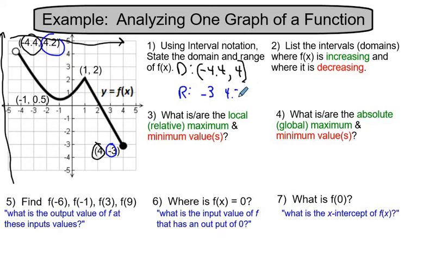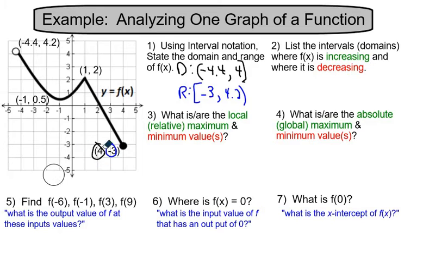And again, same idea here. The -3 is a solid dot, so it gets a bracket, where the 4.2 is an open circle, so it will get a parenthesis. Make sure those parentheses look nice and parenthesis-like. If you need to erase one, make sure you take the time to do that so you understand the difference.